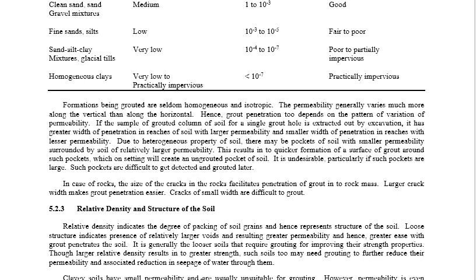So relative density is the indication of the degree of packing of the soil grains, and hence represents the structure of the soil. A loose structure indicates the presence of relatively large voids. If you have a lesser relative density, what happens? You have a loose structure. If you have a loose structure, then you have pore spaces. If you have pore spaces, grout can be easily moved.